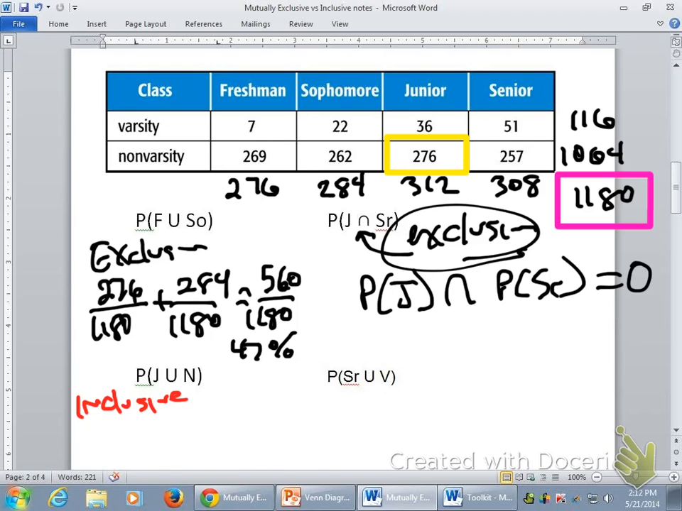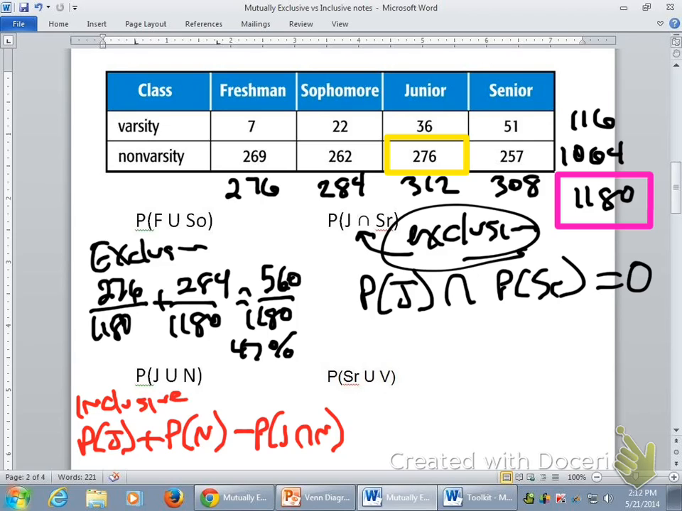So I need to go through and use my formula. All right. So I need the probability of a junior plus the probability that I'm a non-varsity player. But I also need to subtract the probability that I'm a junior and non-varsity at the same time. That's what the formula would look like.